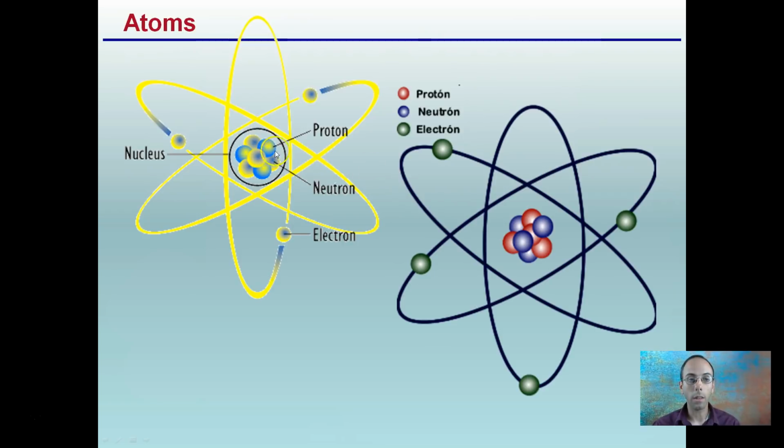Well, we can see here in the center nucleus, we have our protons and our neutrons, and our electrons are on the outside. We see the same thing here with our protons and neutrons on the inside and our electrons around that nucleus.